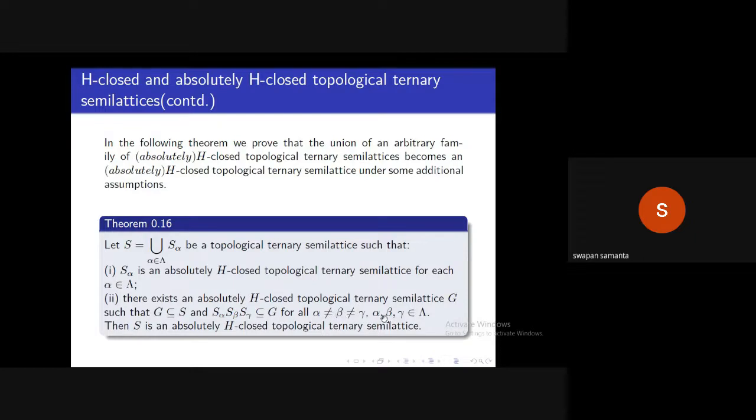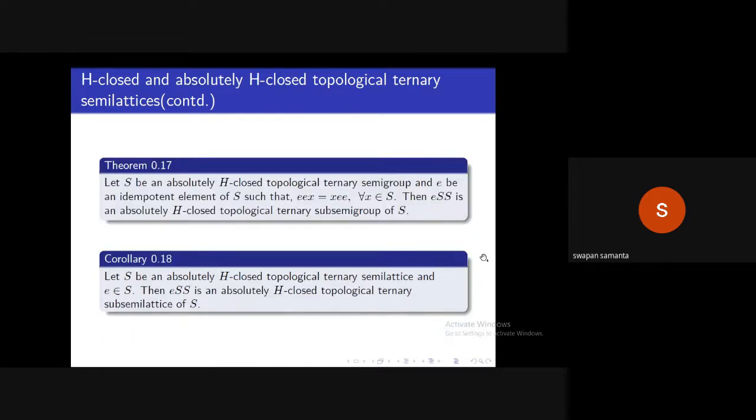They are not the same, and then S is an absolutely H-closed topological ternary semigroup. The same result holds for H-closed topological ternary semigroups as well. Now we consider S as an absolutely H-closed topological ternary semigroup and E an idempotent element of S. Idempotent is not necessary; it is a semigroup.